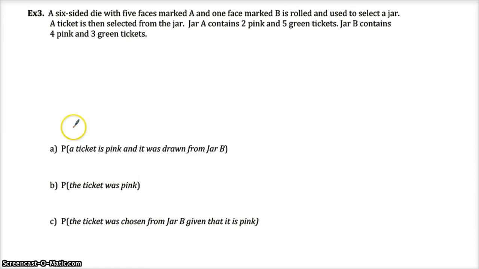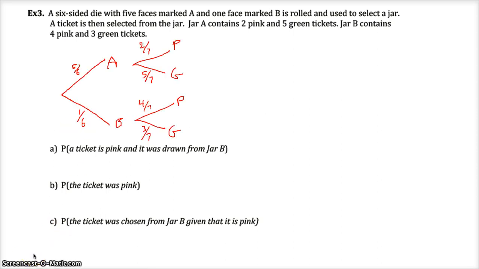A 6-sided die with 5 faces marked A and 1 B is rolled. A ticket is then selected. If jar A contains 2 pink and 5 green, jar B contains 4 pink and 3 green. Oh my gosh, I need a tree diagram right now. So they didn't exactly say this, but I'm guessing when you roll an A, that means you pick something out of jar A. So all right, so that's the tree diagram I got. Let me finish out the ends.